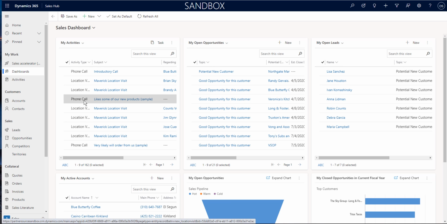Okay, I wanted to keep this under 20 minutes, so I'm going to conclude this now. This is just the latest version of Microsoft Dynamics 365 Customer Engagement, and this is the Sales Hub app.